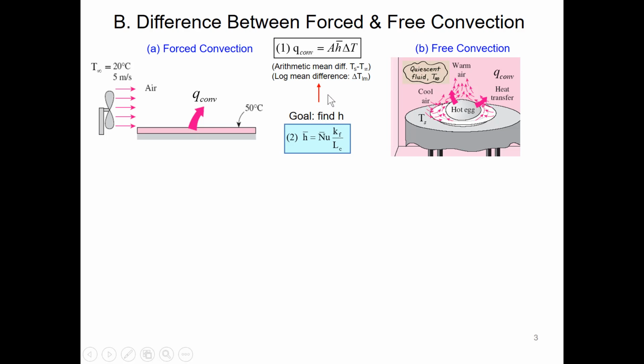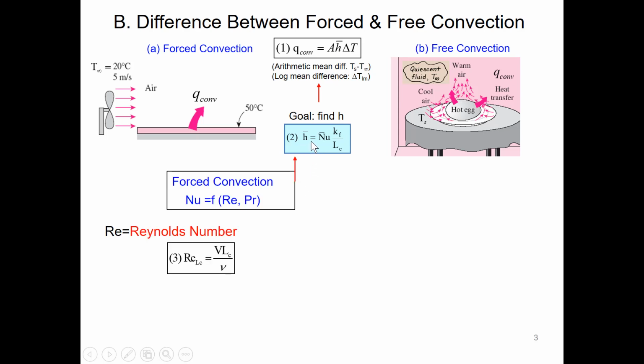Second, in order to get the convection heat rate, we need to use equation 2 to find the convection heat transfer coefficient h. Third, in order to get h, we need to find the Nusselt number equation. In forced convection, the Nusselt number is a function of Reynolds number, which is defined in equation 3, and Prandtl number.